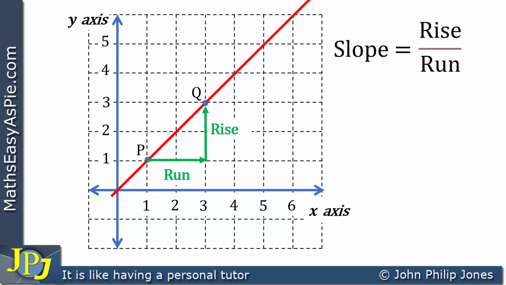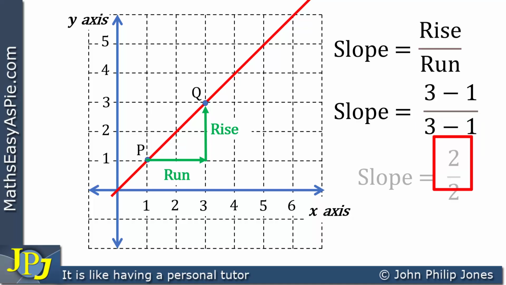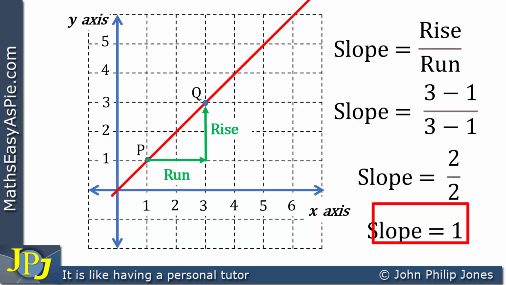So we can work out the slope again, being the rise divided by the run. And of course, that's 3 minus 1, which is the position of the P and the Q on the y-axis. And the 3 minus 1 here was taken from the x-axis. And that will give us 2 over 2. And we can see the slope is still 1. So regardless of where we put the P and the Q, we get a slope of 1.